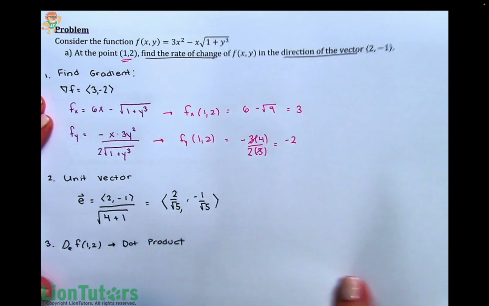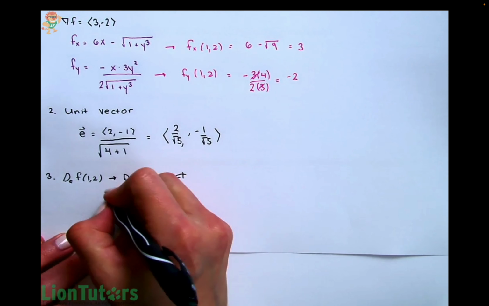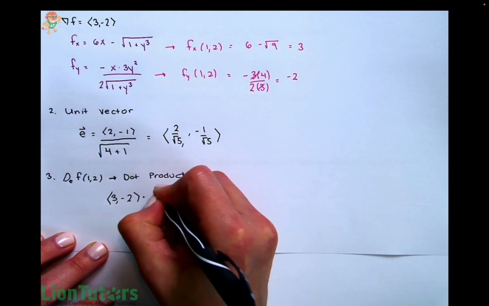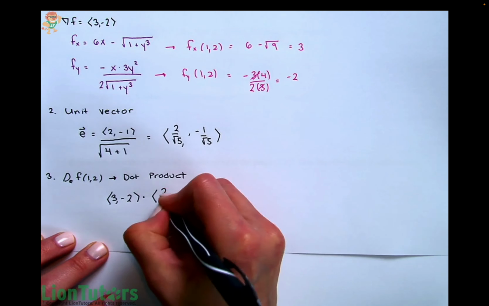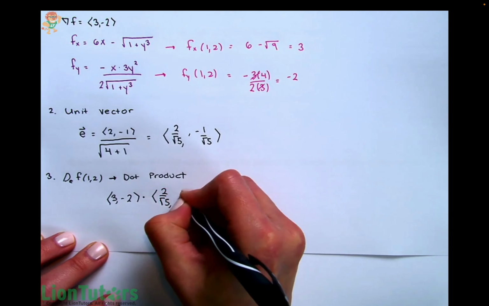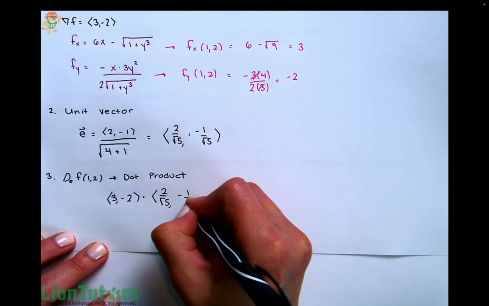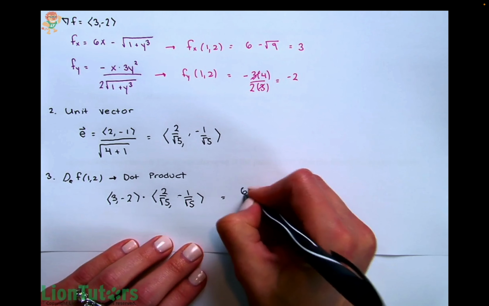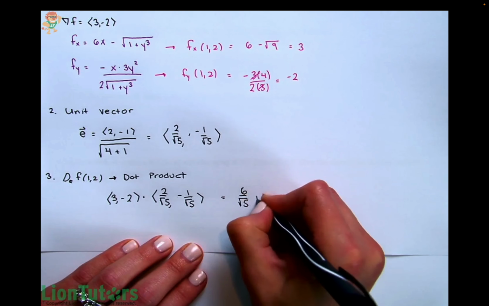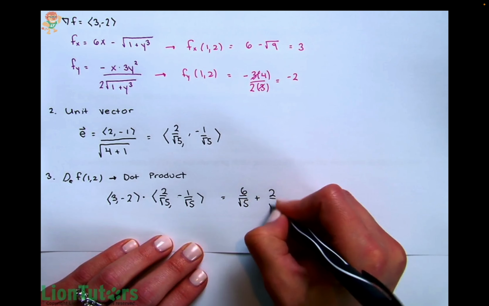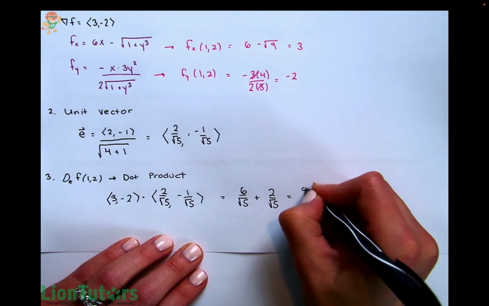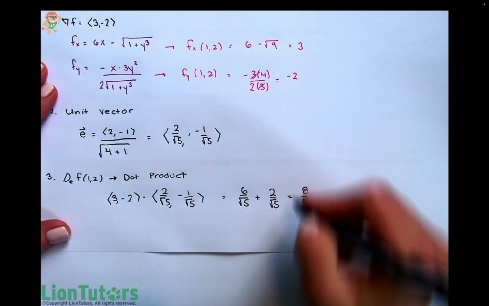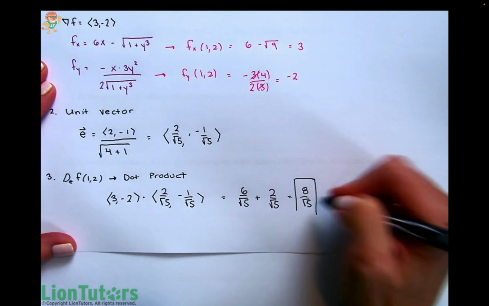So if we want to take our dot product here, we're going to take our gradient, (3, negative 2), and dot it with our unit vector in the direction that we are traveling. And when we do that dot product, that'll give us 6 over root 5 plus 2 over root 5. So overall, this will give us 8 over root 5. That would be our answer to part A.